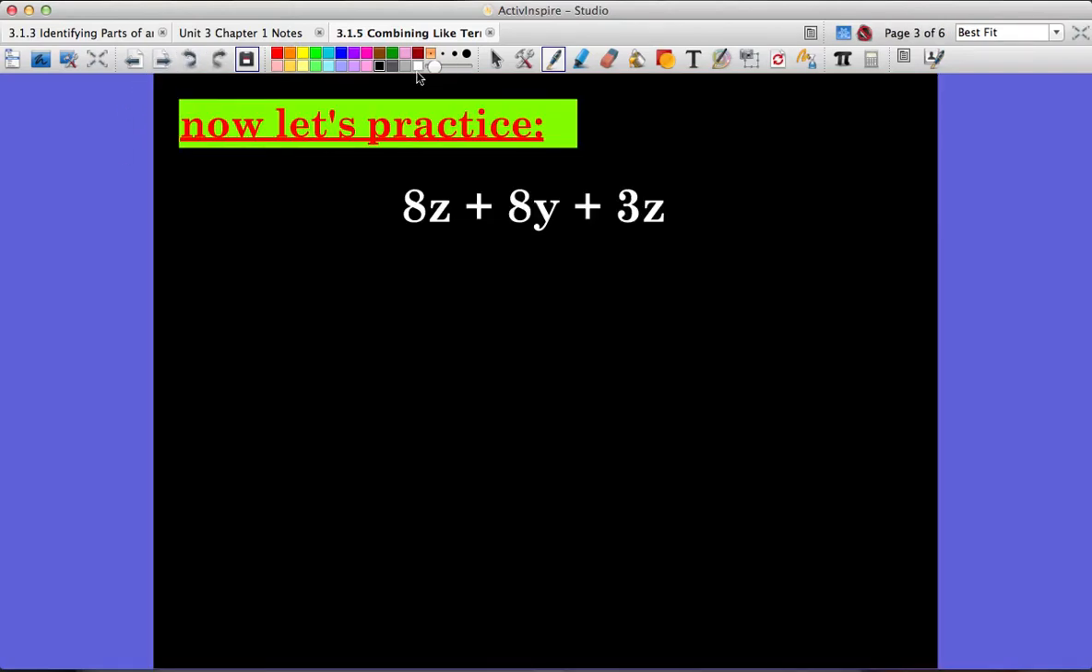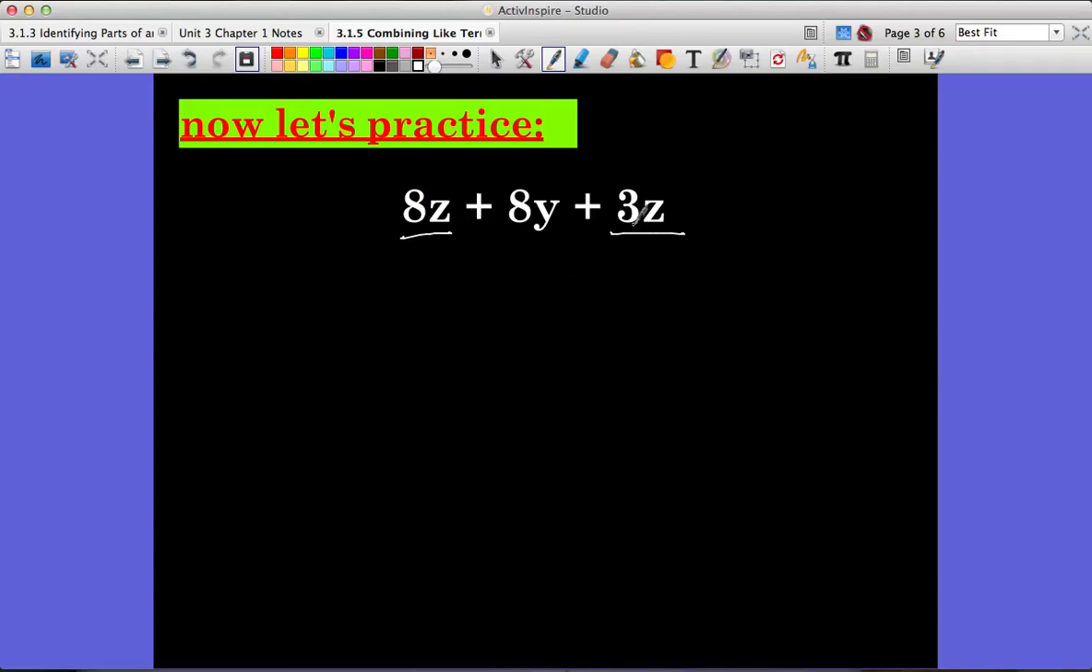Alright, so we're going to try and use this on our own. So the first thing we have to do is find like terms. Like terms, remember, are terms that have the same variable. So in this case we have 8z and we have 3z. And right now, to solve, we would have to do 1, 2, 3, 4, 5 steps. We would have to multiply, multiply, multiply, add, and then add. So we're going to try and make it so that we have to do fewer steps.